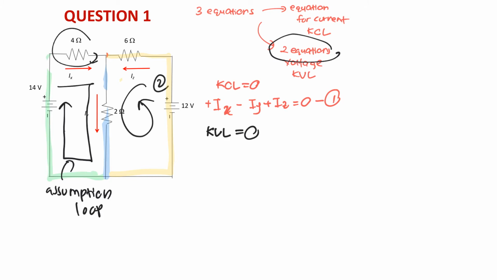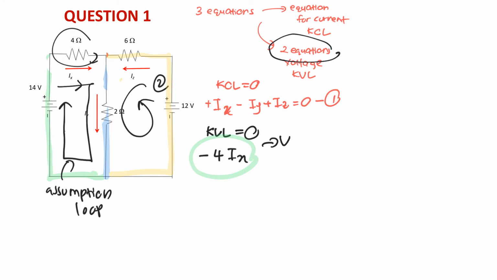For the resistor, like I mentioned before, you need to look at the assumption loop and the current inside the circuit. For the 4 ohms, as you can see, my assumption loop moves in the same direction as the current inside the circuit. Therefore, it is going to be negative 4 multiplied by IS, because this value is a voltage. So you need to make sure everything is in voltage.